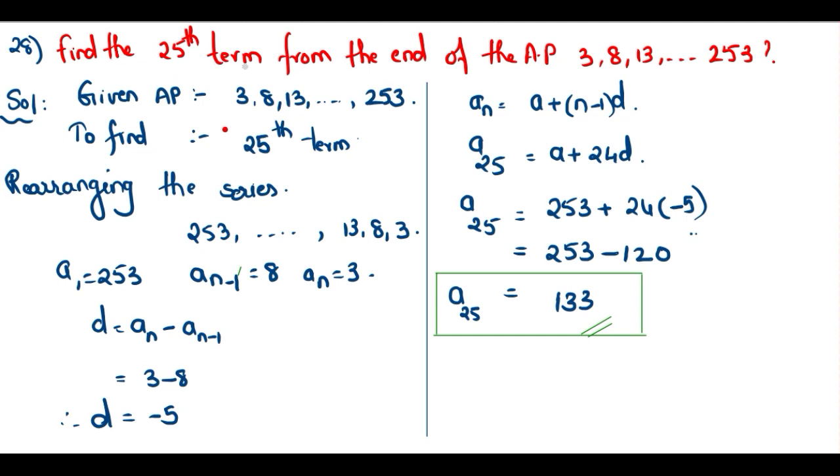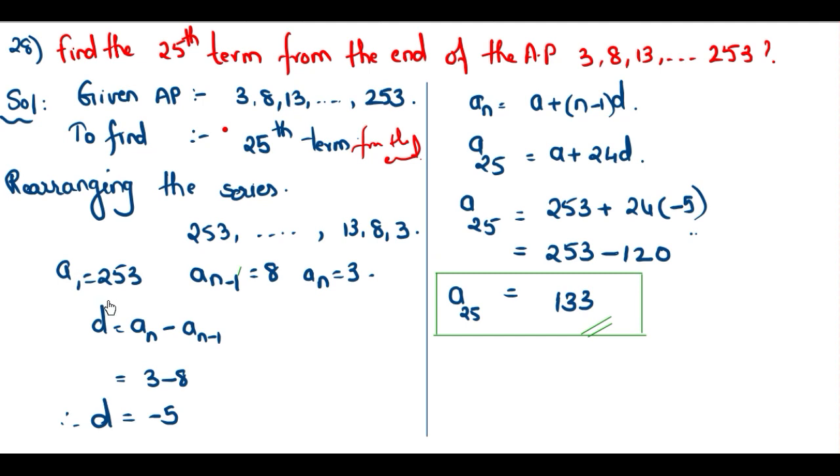We need to find the 25th term from the end of the AP. When something is asked to be found from the end, we need to rearrange the series. So find the 25th term from the end of the AP 3, 8, 13, so on up to 253. This is the given AP. So what we will do, we will rearrange the series. The last term will become the first term and the first term will become the last term.